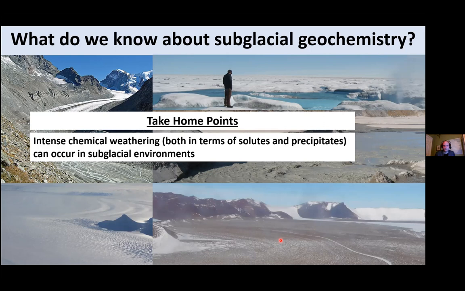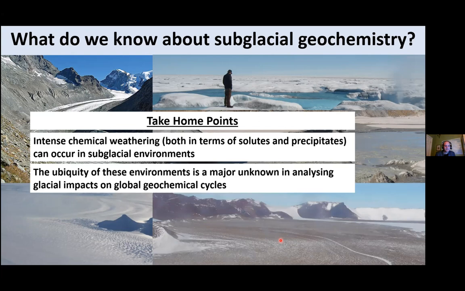There are settings, particularly in Antarctica, although I've argued possibly in Greenland as well, that have a very intense weathering in terms of developing intensely concentrated solutes, as well as, like we saw in Mount Erebus, quite an amount of chemical weathering preserved in the sediment in forms of clays and other precipitated solids. And that this represents a major unknown and complexity in analyzing the impact of glaciers on the Earth system.